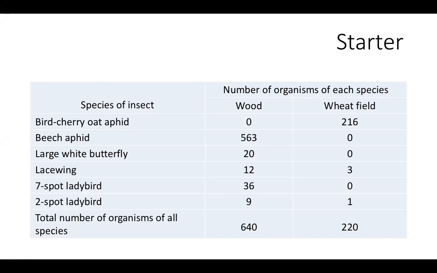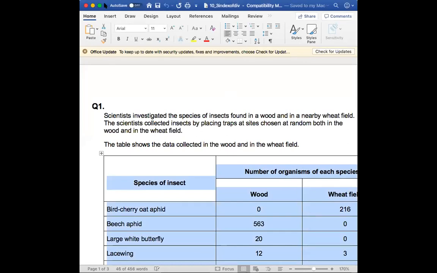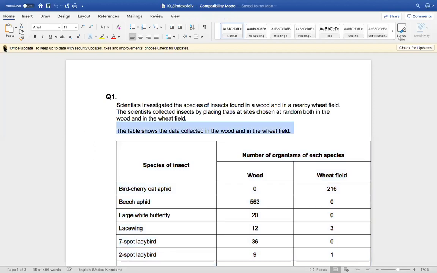Okay, so we'll start off with a starter. So the starter activity is for you to calculate an index of diversity. So this is the table that is present on your starter activity. The actual question itself is as follows. Yeah, it's this one here.